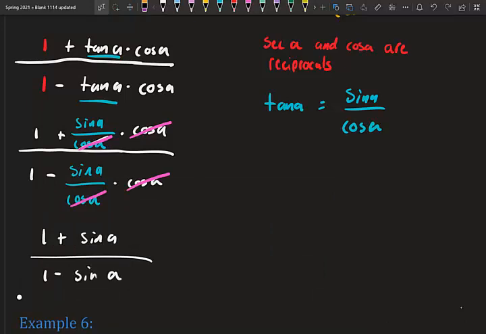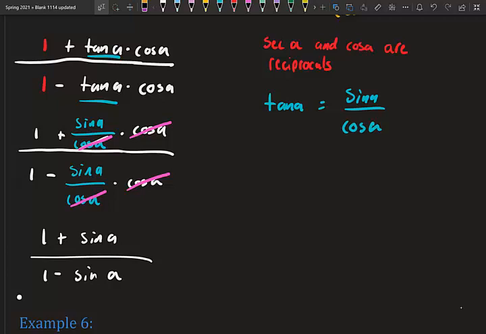You see how that's pretty simplified? Nothing is squared. There's no complex fractions. There's really not much more we can do. We'd have to multiply by stuff. So we're done with the left side. Let's see if we can get the right side to equal this.